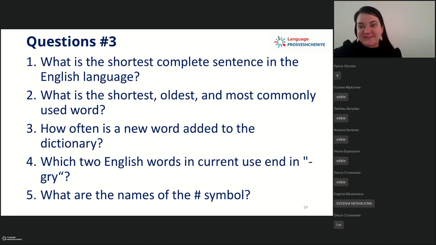One minute has ended, and Olga offered us the answer to the first question. Absolutely correct. Okay. Question number two. What is the shortest, oldest, and most commonly used word? Yes, no. Fantastic. What else? Any other ideas? Okay. Good.